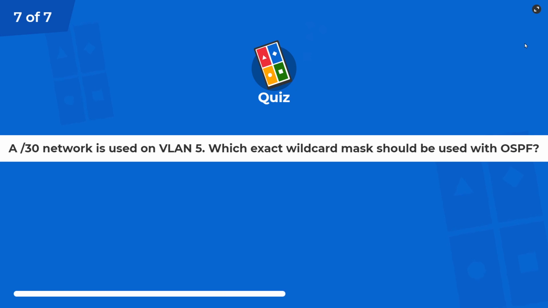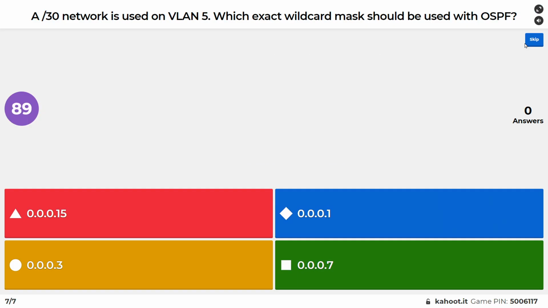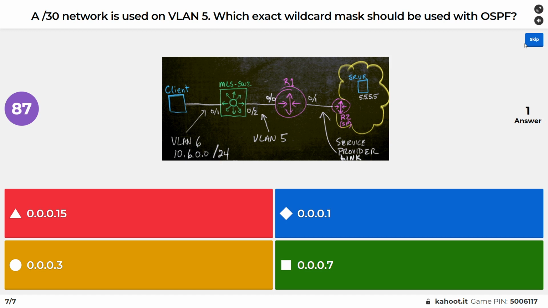A /30 network is used on VLAN 5. Which exact wildcard mask should be used with OSPF?